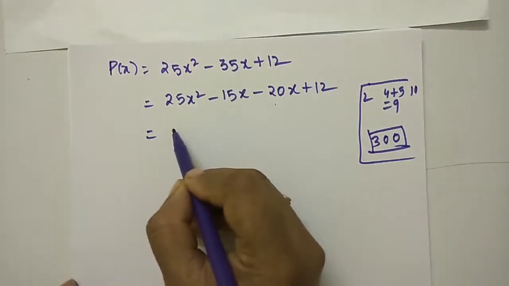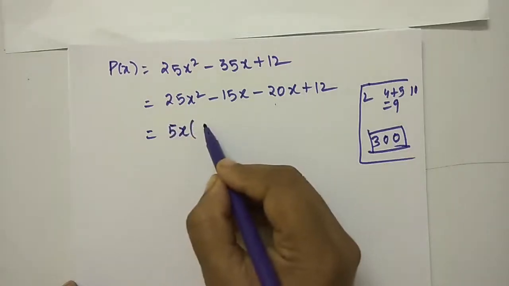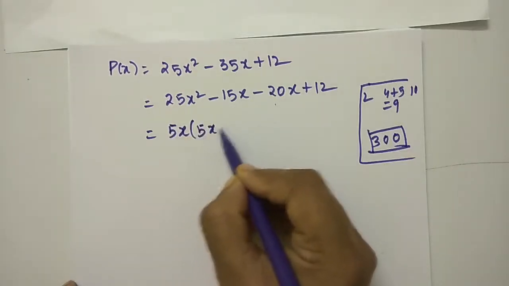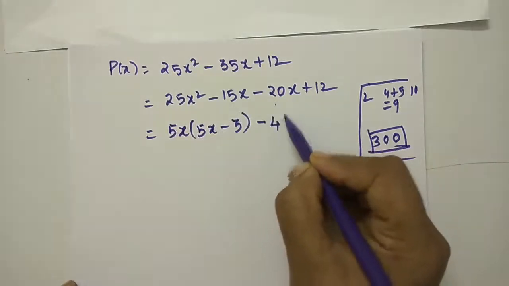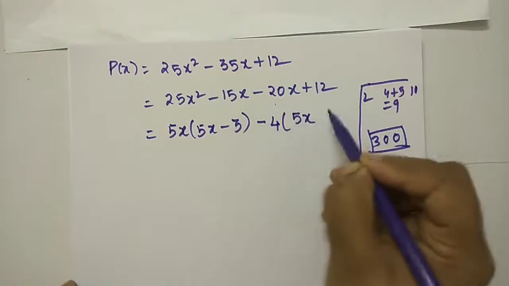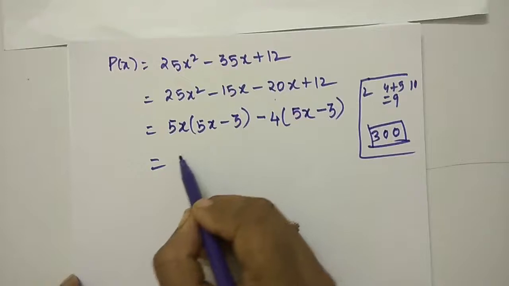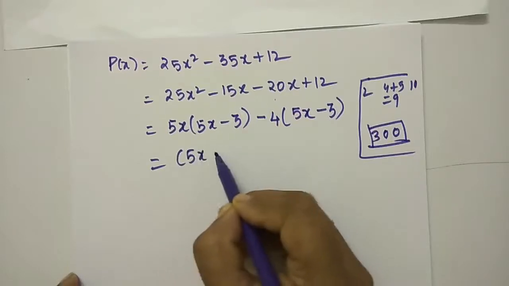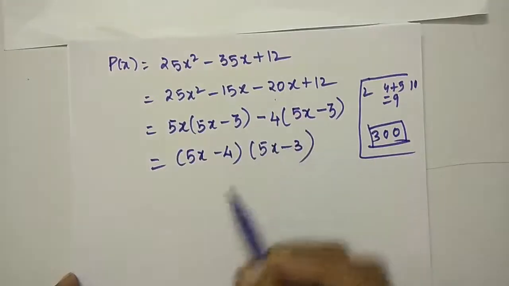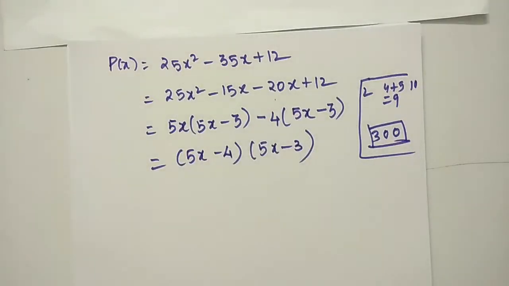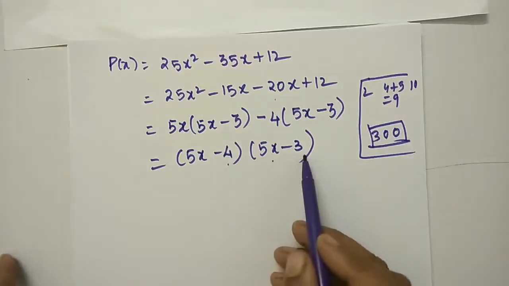Now take 5x common. You will get 5x minus 3, minus 4 into 5x minus 3. So this can be written as 5x minus 4 into 5x minus 3. So we got two linear polynomials. One is 5x minus 4 and the other is 5x minus 3.